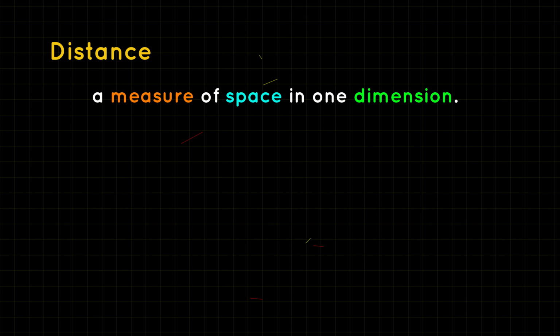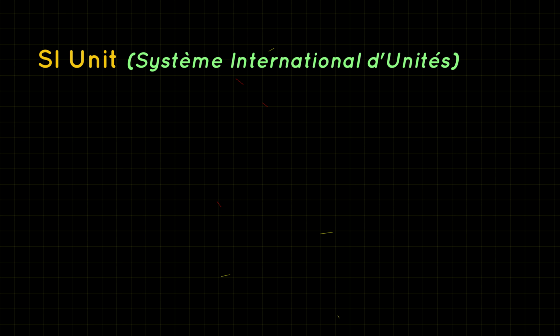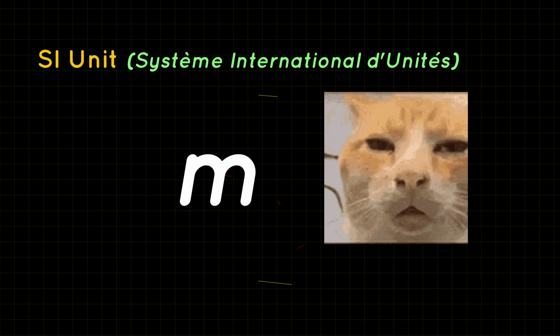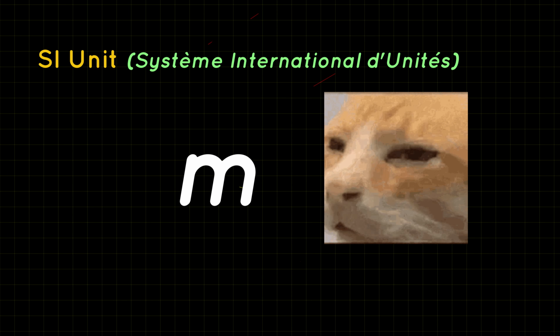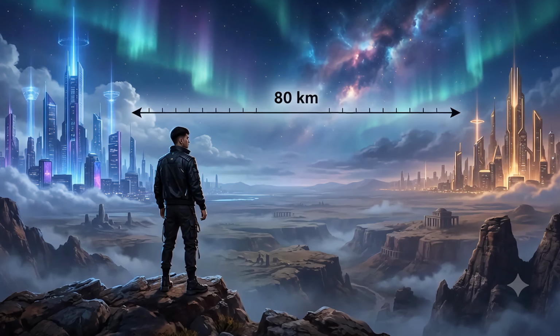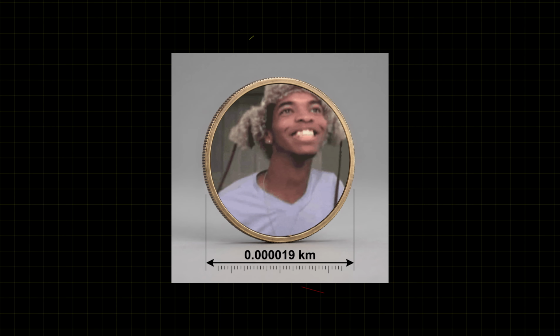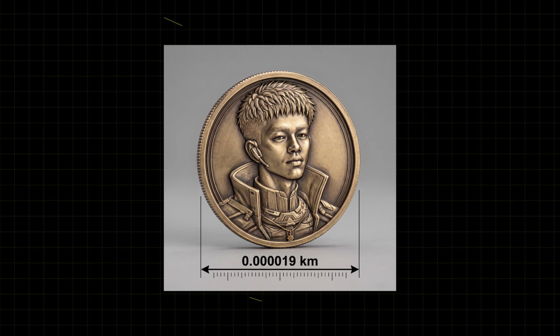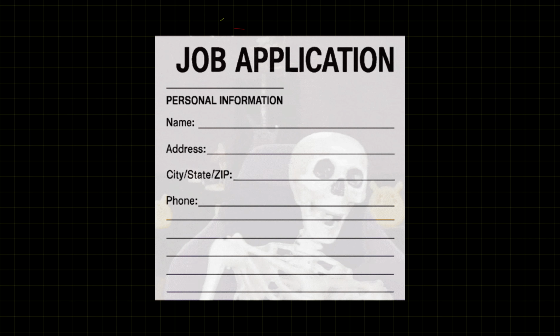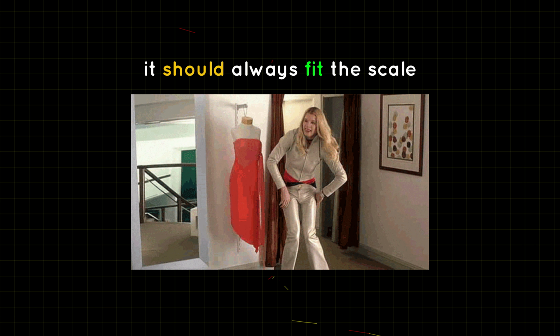For our study of motion, our first foundation is distance, a measure of space in one dimension. Length, width, and height are all distance measurements. The SI unit is the meter, written as m, but the meter is not always the most convenient choice. A coin might be 19 millimeters wide, a room might be 4 meters long, and two cities might be 80 kilometers apart. That coin could also be called 0.000019 kilometers wide. And yes, it is correct, but it sounds like the coin is applying for a job at NASA. So keep in mind, good measurement is not only correct, it should always fit the scale.